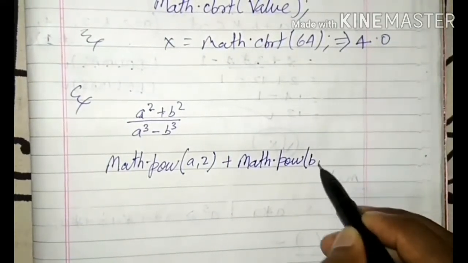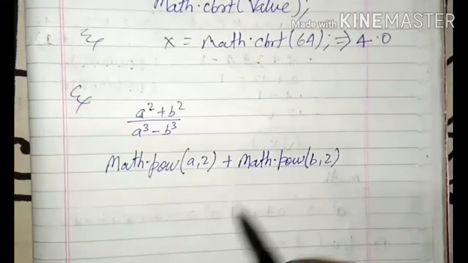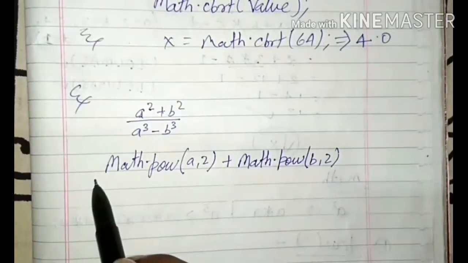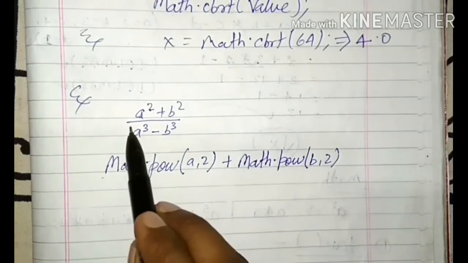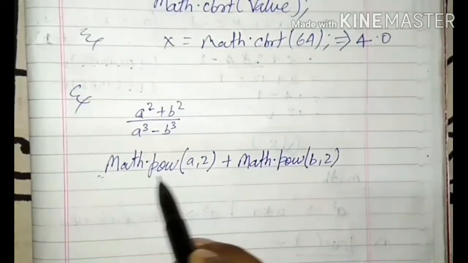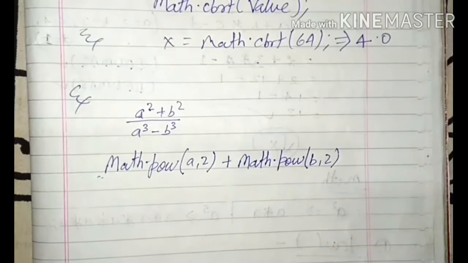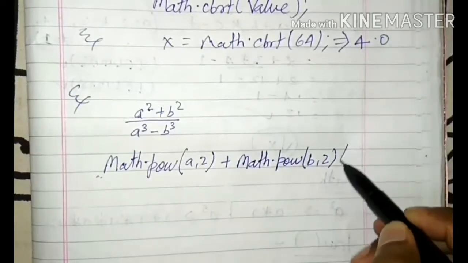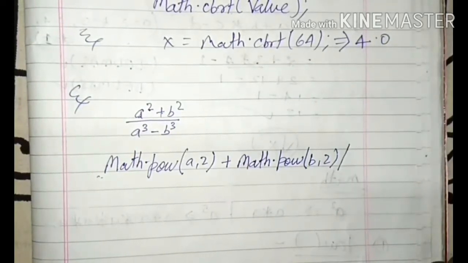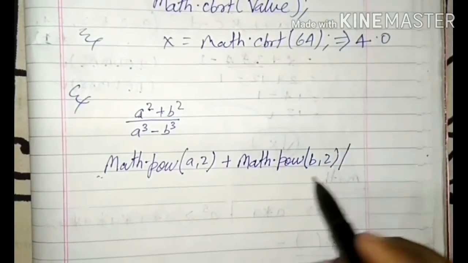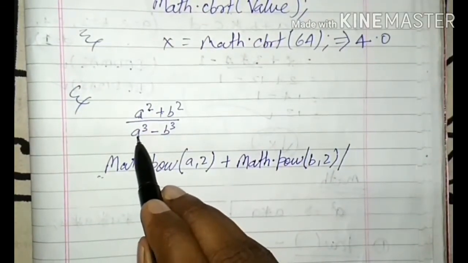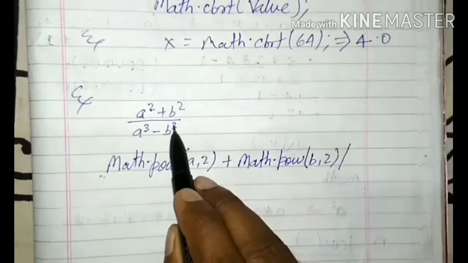Math.pow(b, 2), then whole divided by. You cannot use this divide sign like this. If you use this divide, your number will be deducted. How can we use this divide? Like this, divide, okay, divided by. And divided by what? Math a to the power 3 and b to the power 3.